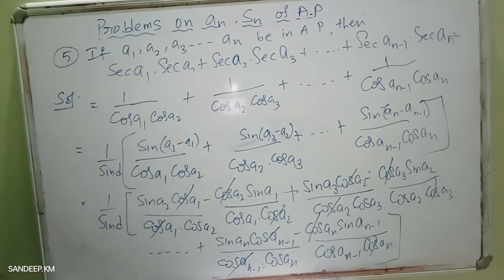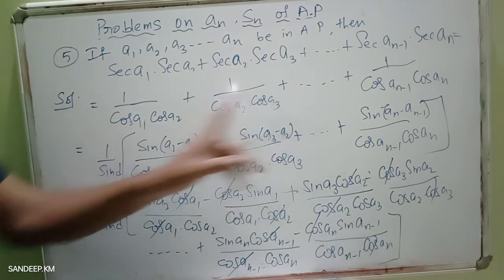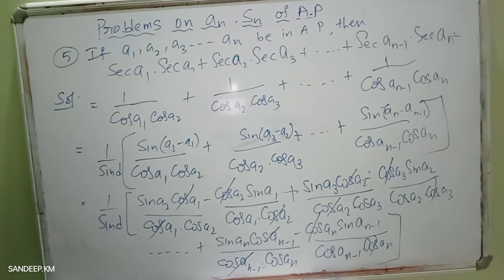Then you will get clarity. Why we have chosen sin d instead of cos d. Why I multiplied the numerator and denominator with sin d instead of cos d. There you will get clarity. Okay? Now let us continue.